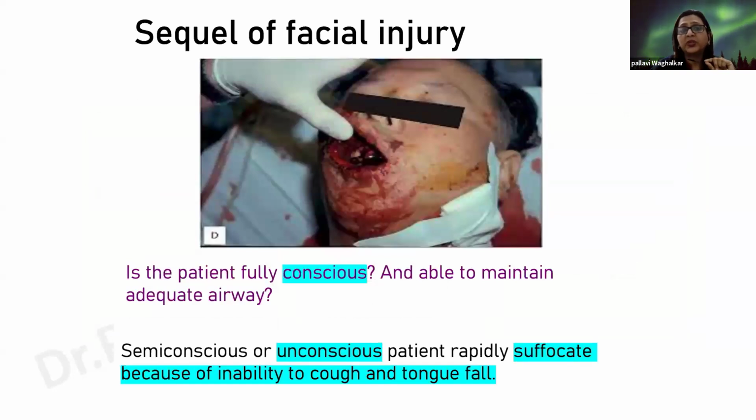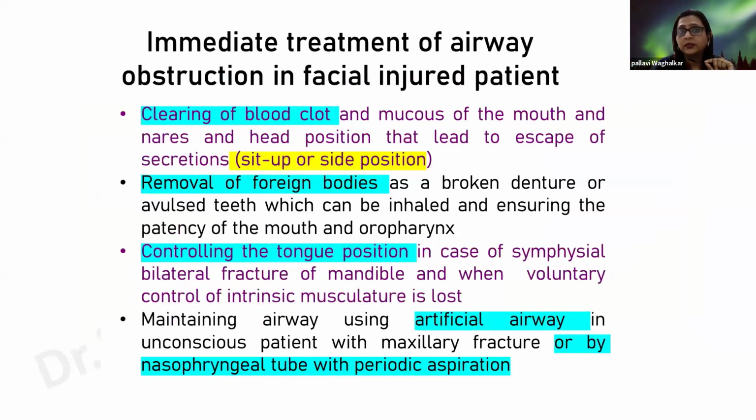So whenever a facial injury patient comes, first of all, we have to find out whether the patient is fully conscious or not, and whether he's able to maintain an adequate airway. Unconscious patients rapidly suffocate because of inability to cough and because of the tongue fall. For immediate treatment of airway obstruction in a facially injured patient, you have to clear the airway, clear any secretions and blood clots. Position is very important. Sometimes awake patients sit up, or use a lateral position.